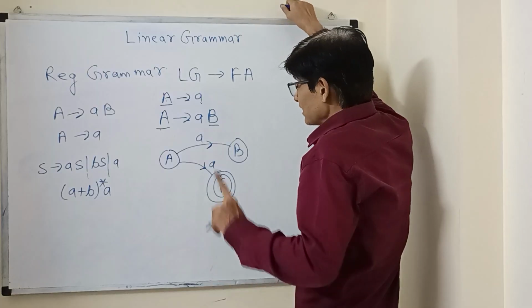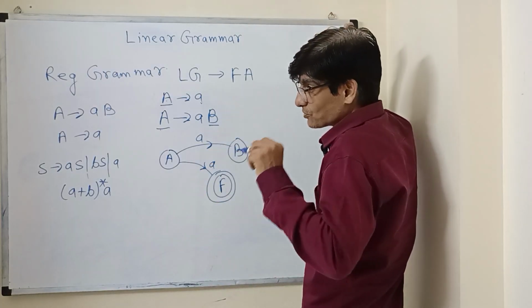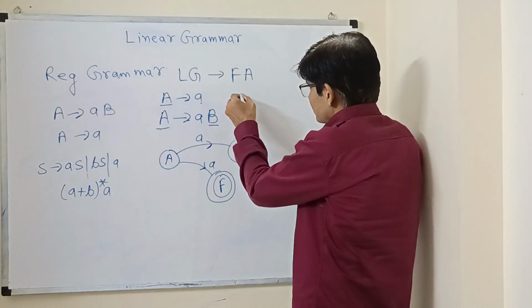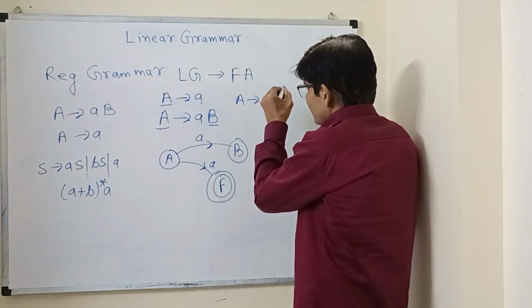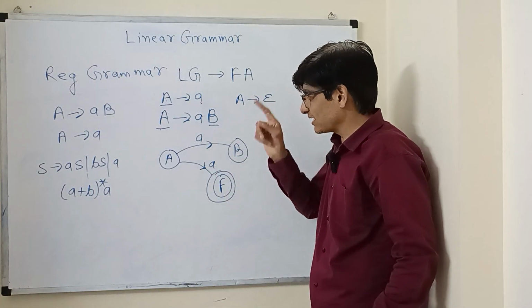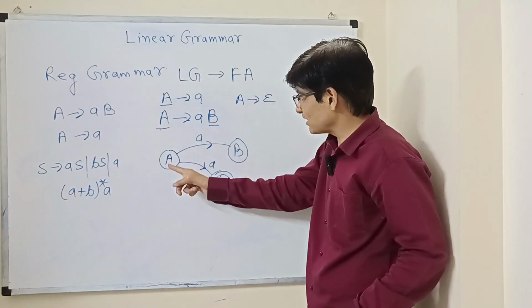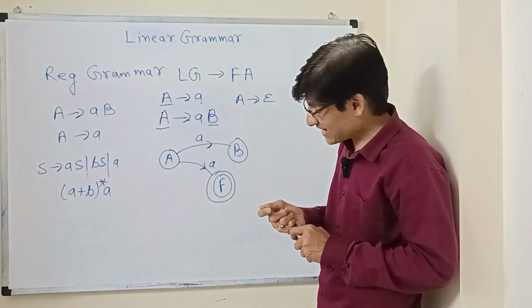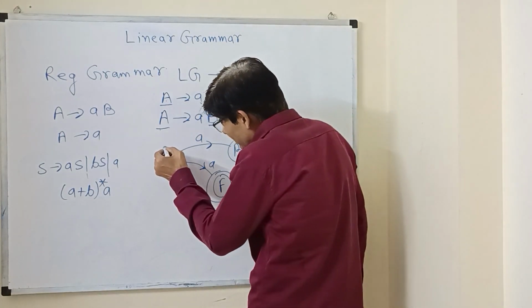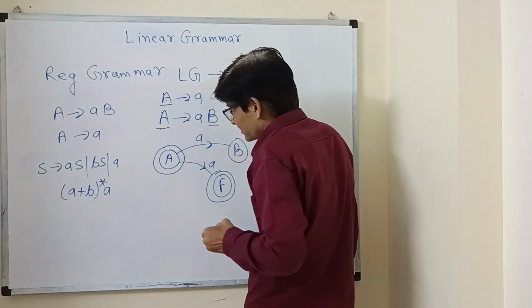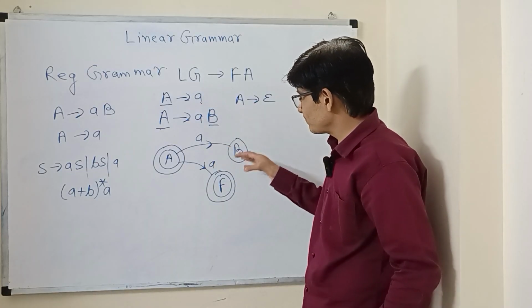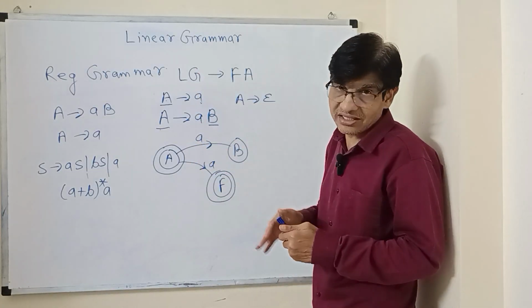Now, suppose your grammar is generating epsilon. In that case also, you will have one production as A gives epsilon. So whatever variable is generating epsilon, the state corresponding to that variable you can consider as a final state. So here, as A is generating epsilon, you can make A a final state. So this is how you can convert all types of productions into transitions.